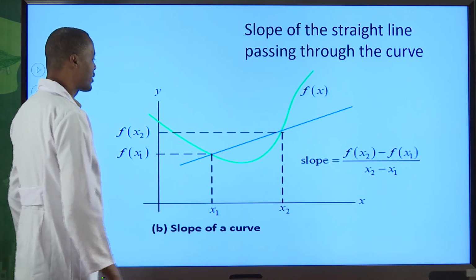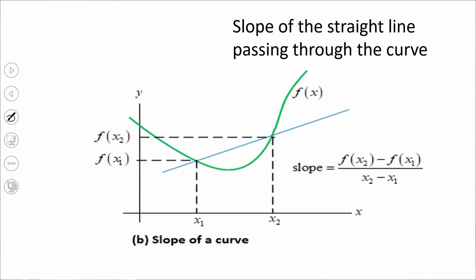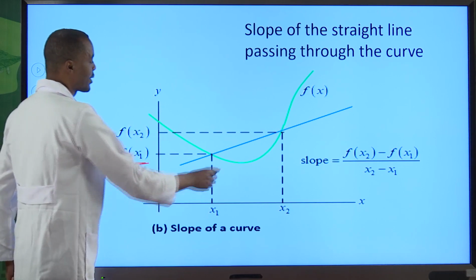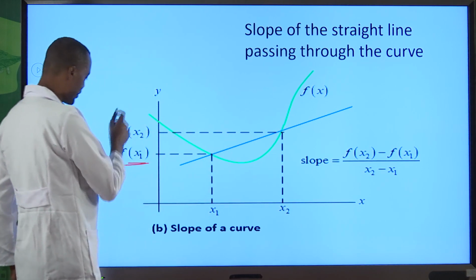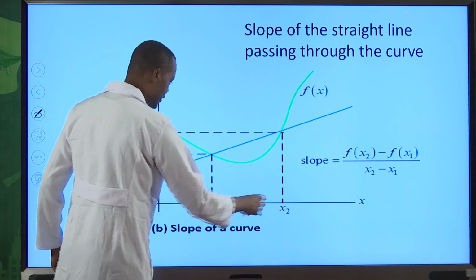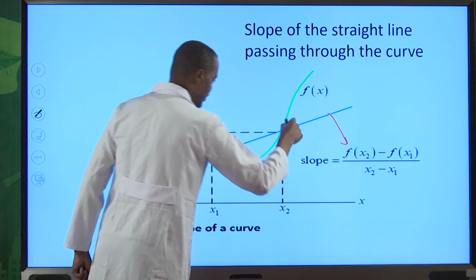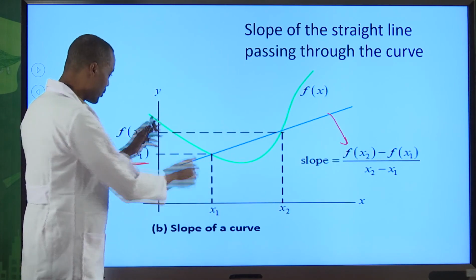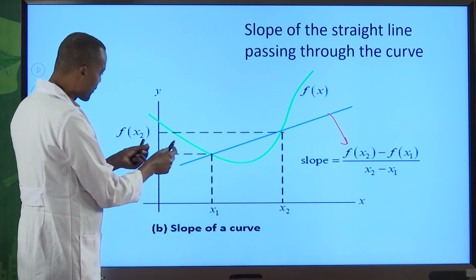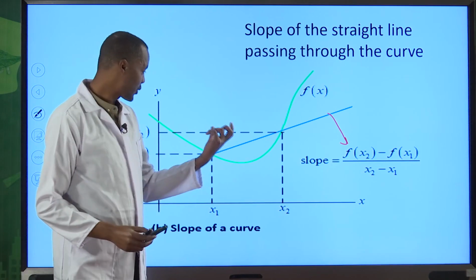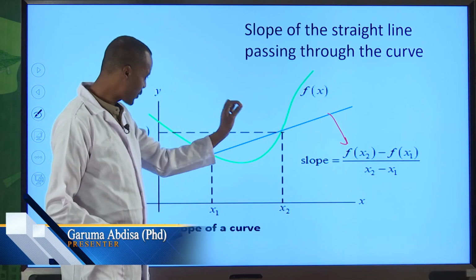It happens that the slope of this kind is like if I have x1 here, correspondingly I have f of x1. If I have x2 there, correspondingly I will have f of x2 here. But the slope cannot now be f of x2 minus f of x1 divided by x2 minus x1. That would give me the slope of this straight line. The slope of a curve is not unique because at every point the curve has its own slope.